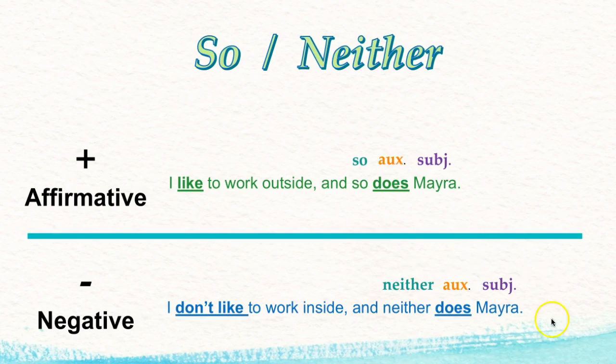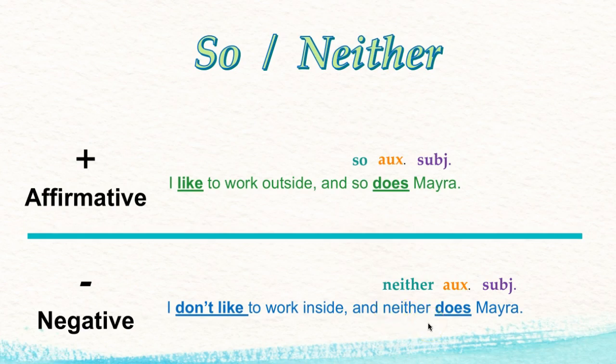And you'll also notice with neither, this is already negative. So the auxiliary verb is positive. We use don't here, I don't like, and then we say, and neither does Myra. This is now positive because we use neither.